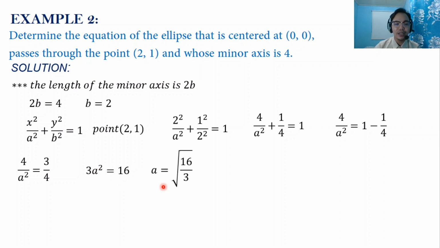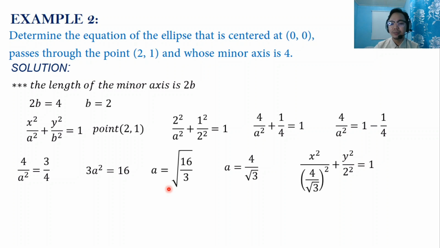Then divide both sides by 3 to isolate a squared. So we have 16 over 3 dun sa kanan. Then i-square root natin both sides to eliminate the square dun sa ating a. So we have a equals square root of 16 over 3, and a is equal to 4 over square root of 3. So may value na tayo ng ating a.